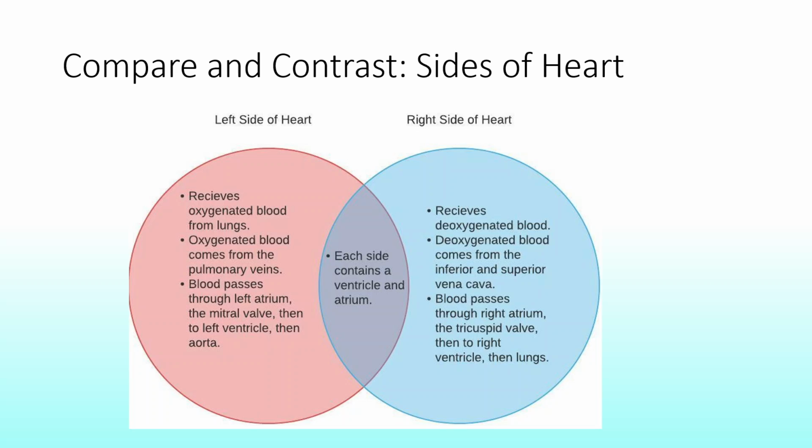Now let's compare and contrast once again, this time for the sides of the heart. The left side receives oxygenated blood from the lungs. Oxygenated blood comes from the pulmonary veins. Blood passes through the left atrium, the mitral valve, and then to the left ventricle and then the aorta. Note that common on both sides is that each side contains a ventricle and an atrium, right? And then the right side of the heart receives the deoxygenated blood. The deoxygenated blood comes from the inferior and superior vena cava, passes through the right atrium, the tricuspid valve, and then to the right ventricle, and then the lungs.